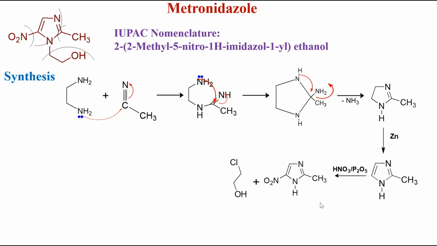I take chloroethanol. The nitrogen here is electron rich and this is the positive center owing to the electronegativity of the halogen. It attacks the positive center, a bond is formed, and chlorine is an easy leaving group, it gets kicked off. The Cl minus and the H plus combine together and are lost as HCl, and the ethanol group gets attached to the nitrogen of the imidazole ring. I have got metronidazole. This is the process of synthesis of metronidazole.